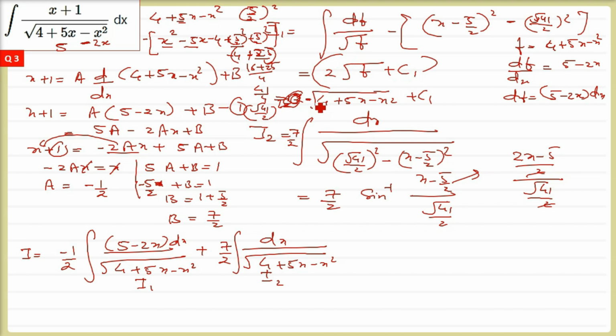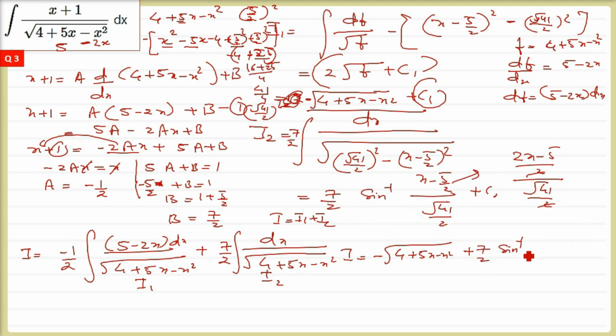I'm writing this because I'm going to add it directly with the term which we got here, negative under root 4 plus 5x minus x square plus c1, because eventually we have to add I1 and I2, since I is equal to I1 plus I2. So I'm writing I1 first. It will be negative under root 4 plus 5x minus x square, and c1 and c2 combined, call it c. And the I2 term is 7 by 2 sin inverse of 2x minus 5 divided by under root 41, and this will be the constant of integration, calling it capital C. This is your final result.